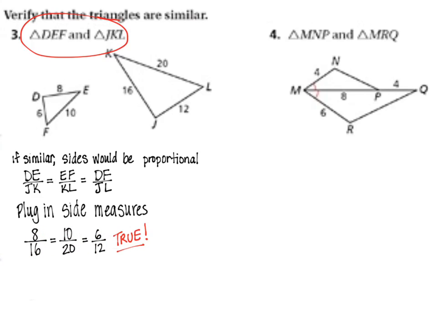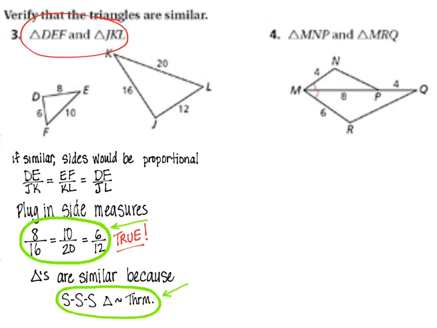Therefore, since that's a true statement, those three proportions are all equal, the triangles are similar because of the side-side-side triangle similarity theorem. You didn't need to write all of this, though, because it just says verify that the triangles are similar. All you needed to write were the proportions, 8 to 16 equals 10 to 20 equals 6 to 12. Show that they all reduce to 1/2, and then say, therefore, side-side-side triangle similarity theorem.